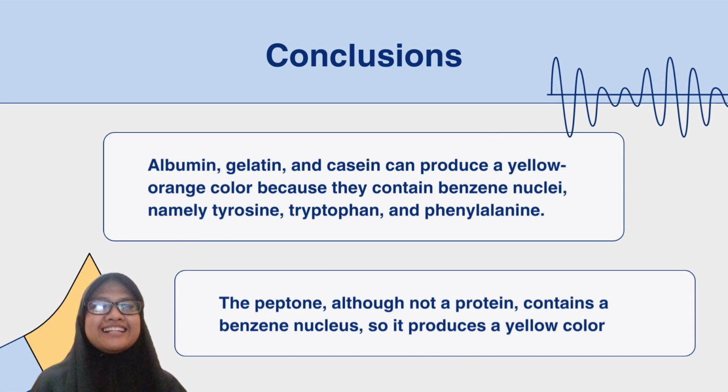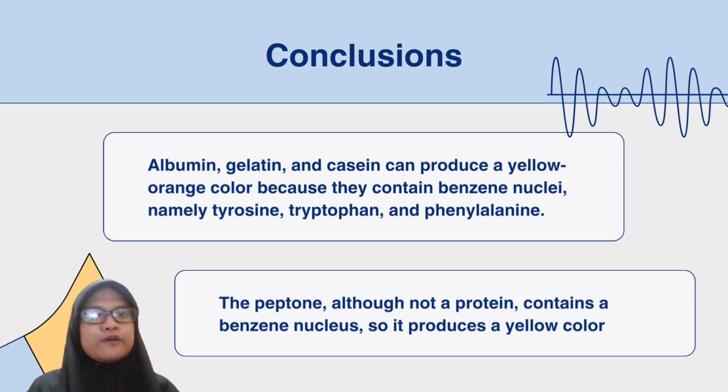Let's review the key points from this session. First, albumin, gelatin, and casein can produce a yellow-orange color because they contain benzene nuclei, namely tyrosine, tryptophan, and phenylalanine. Second, the peptone, although not a protein, contains a benzene nucleus, so it can produce a yellow color.